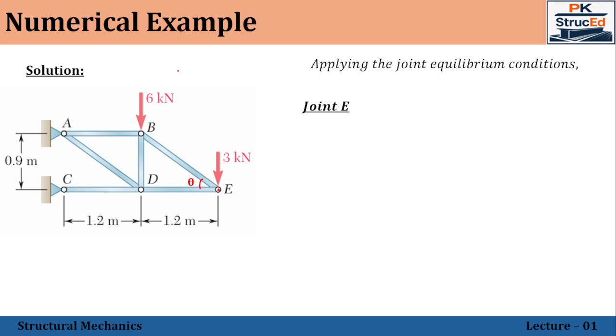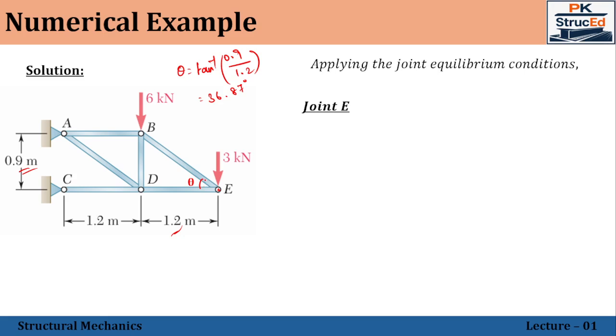for which we need to know the angle theta. So again, theta will be equal to tan inverse of opposite by adjacent. Opposite is this one, that is nothing but 0.9 divided by horizontal, which is 1.2. So solving this one, we'll get the angle as 36.87 degrees. That we are going to apply for all the solutions. Right. So taking the joint E, again, two members are there.